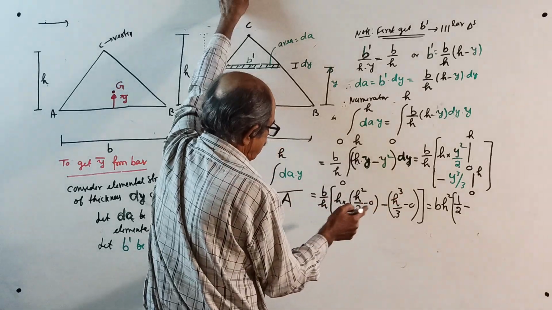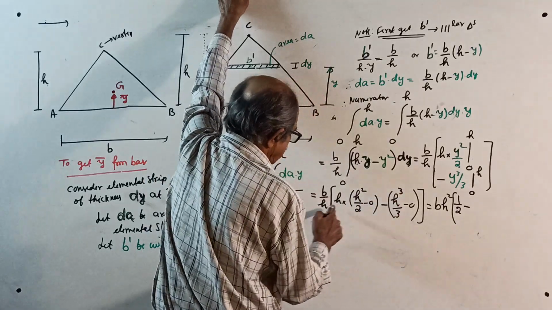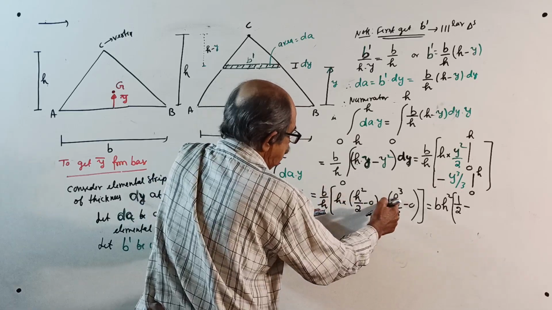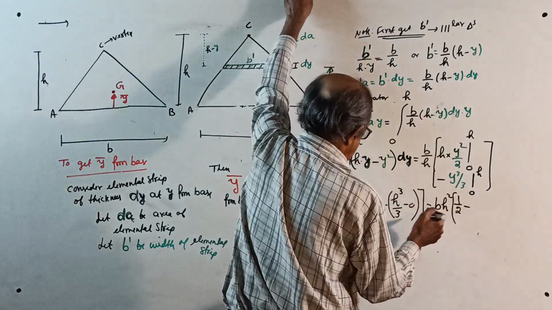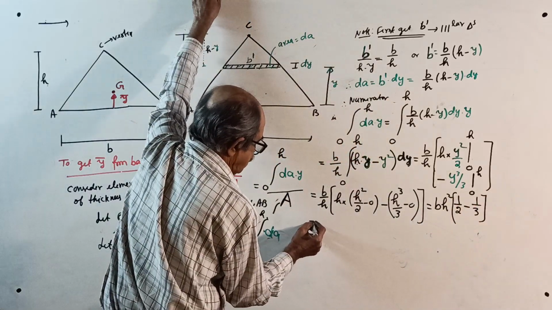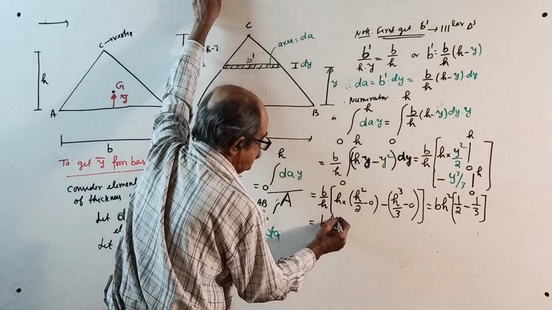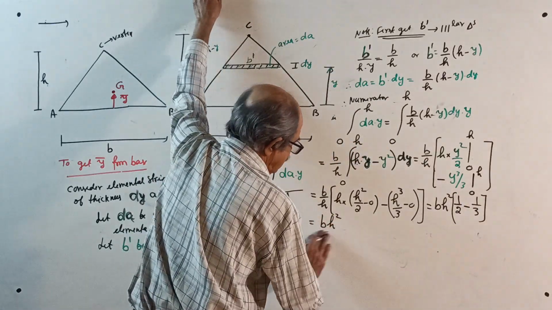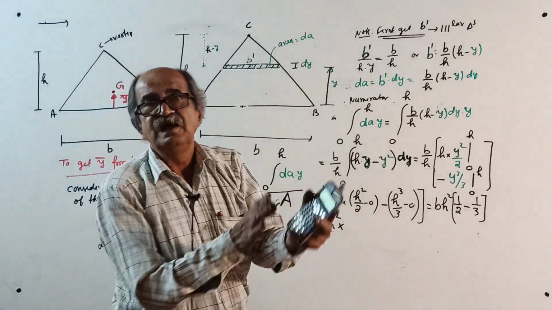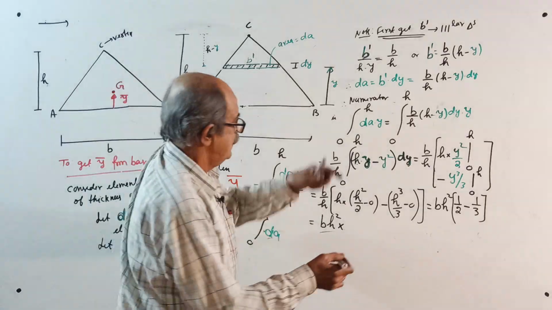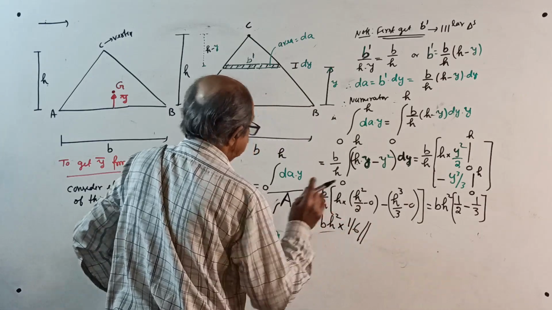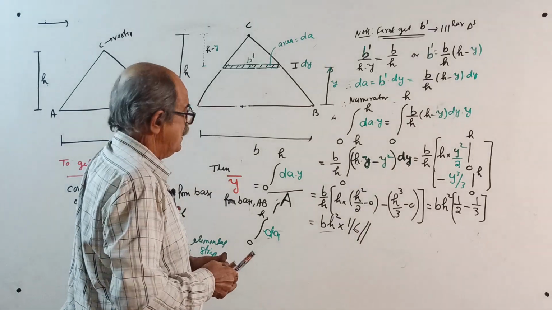H into h, got it. B by h into h cube by 3. So this h and h square, see, b by h into h cube is bh square into 1 by 3. This is not clear, means don't study math, study structure engineering. So it equals bh square, see how slowly I am doing, into 1 by 2 minus 1 by 3. I don't think a calculator is required, it is 1 by 6. This is the numerator. Okay, now come to the denominator.